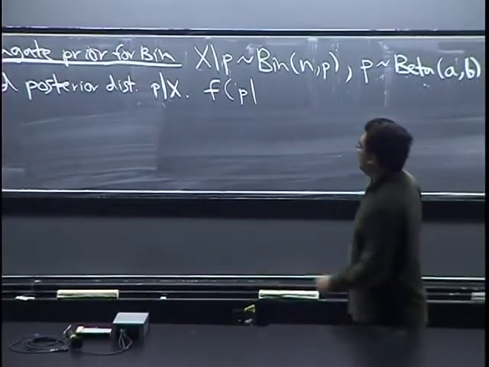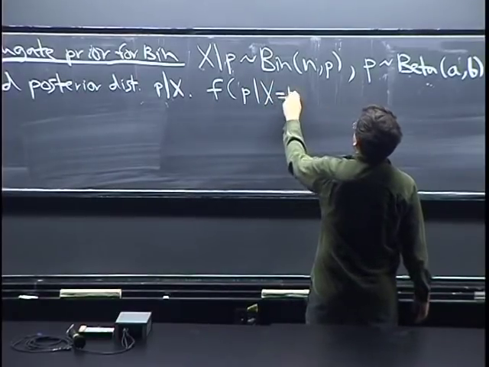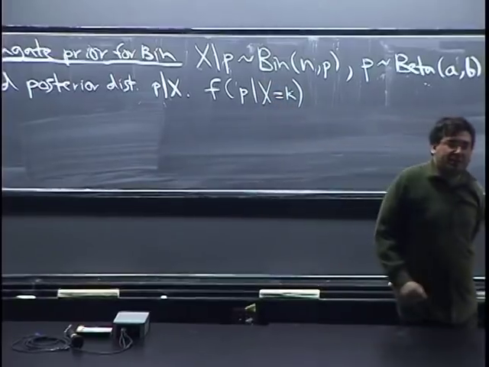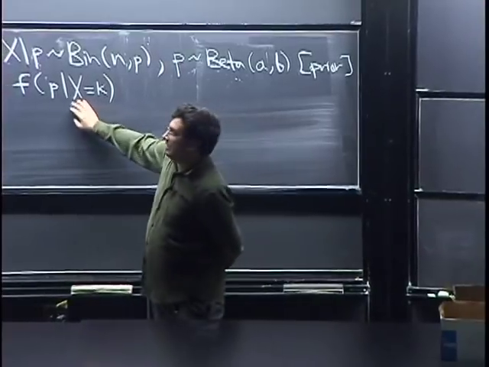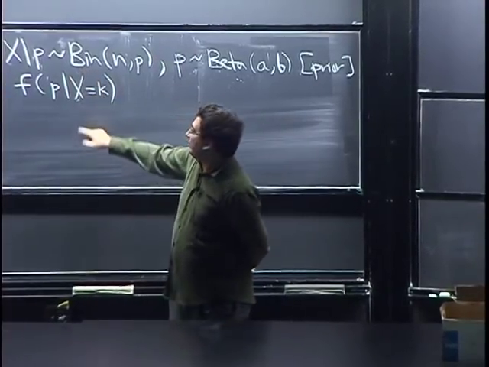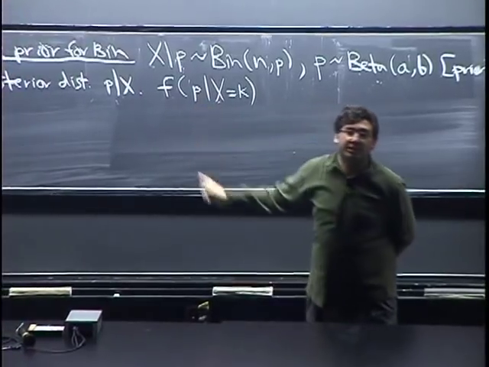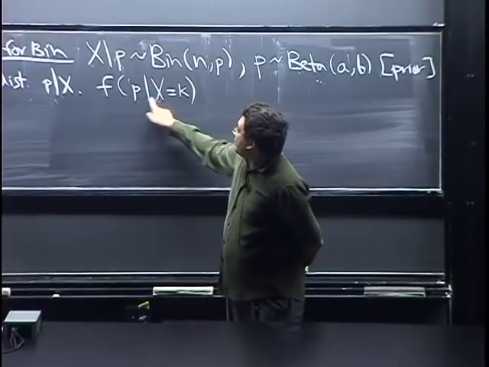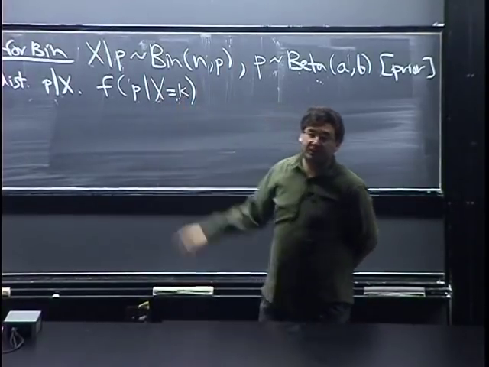Just to make the notation clearer, I'm going to write this as f of P given X equals k. You can also write this with a capital X, under the interpretation that it's just shorthand for something like this. That is, we get to treat X as known. So this is a posterior PDF. P is continuous, so it has a PDF. This says, what's the PDF of P given that we now know X in fact equaled k? That's what that means.